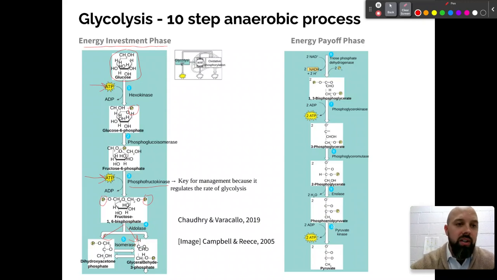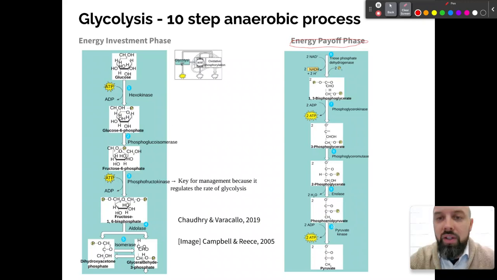Okay, so that completes our energy investment phase and leads us to the second part of glycolysis, which is our energy payoff phase. In the energy payoff phase, we get to harvest some energy, and that energy comes in the form of 4 ATP. We see that here, 2 plus 2. However, most of the time we like to tell students that glycolysis makes a net of 2 ATP. Net of 2 because we create 4 in the energy payoff phase, but we used 2 in the energy investment phase, so 4 minus 2 would equal 2 net.